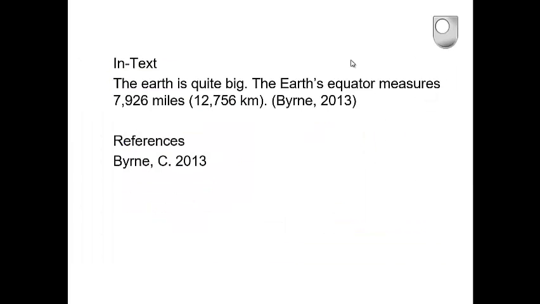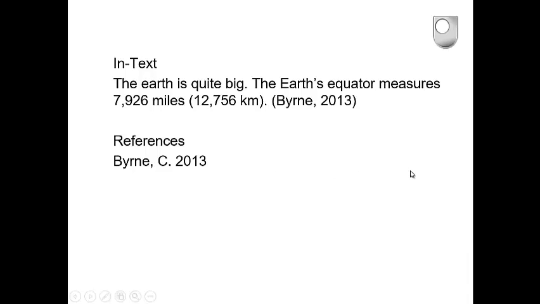So within my text, my example might look something like this. Fairly simple, but it's the example that's important here. The Earth is quite big. The Earth's equivalent measures X miles, Y kilometers, and the author is Bryn in this case, 2013. In my references, this Bryn will turn up as Bryn, and then it was Colm, 2013. So I'm following the format that has been given in the Harvard Guide exactly.